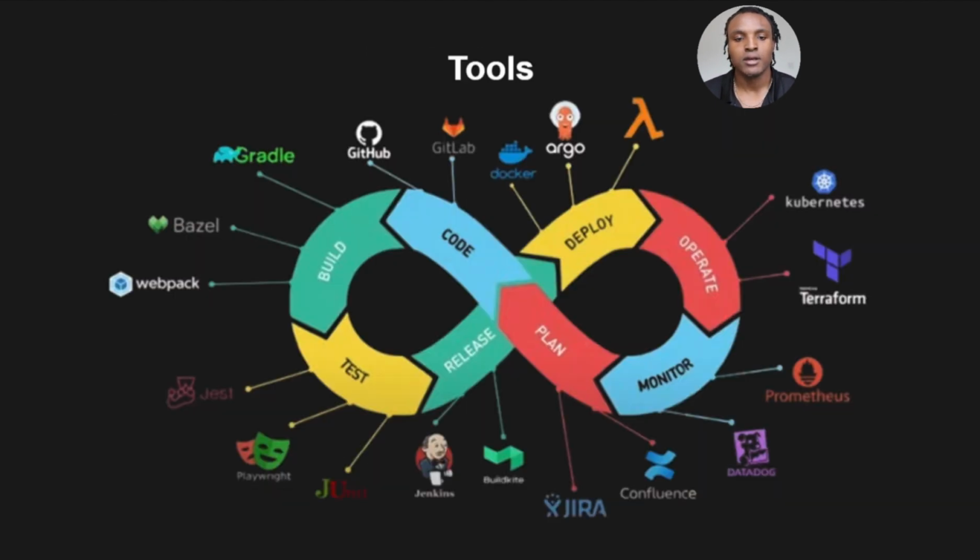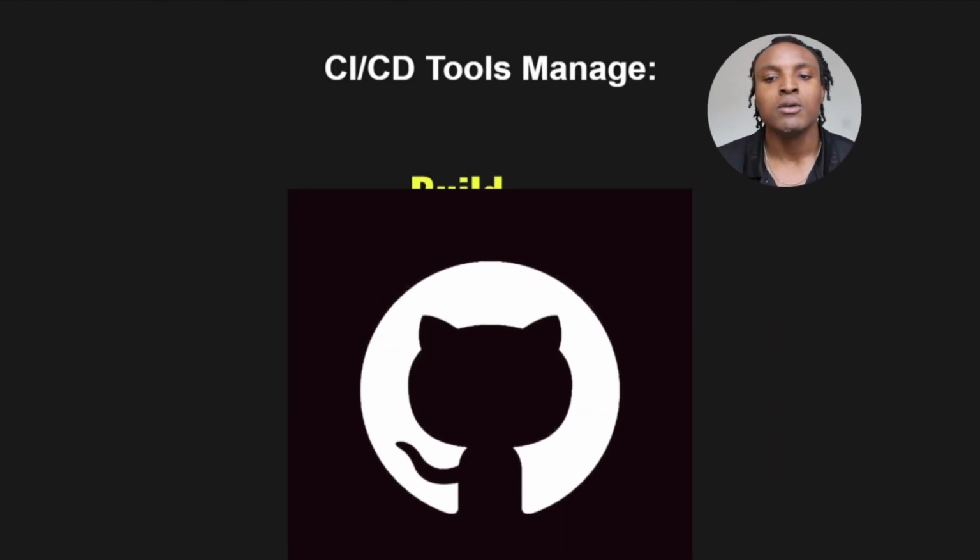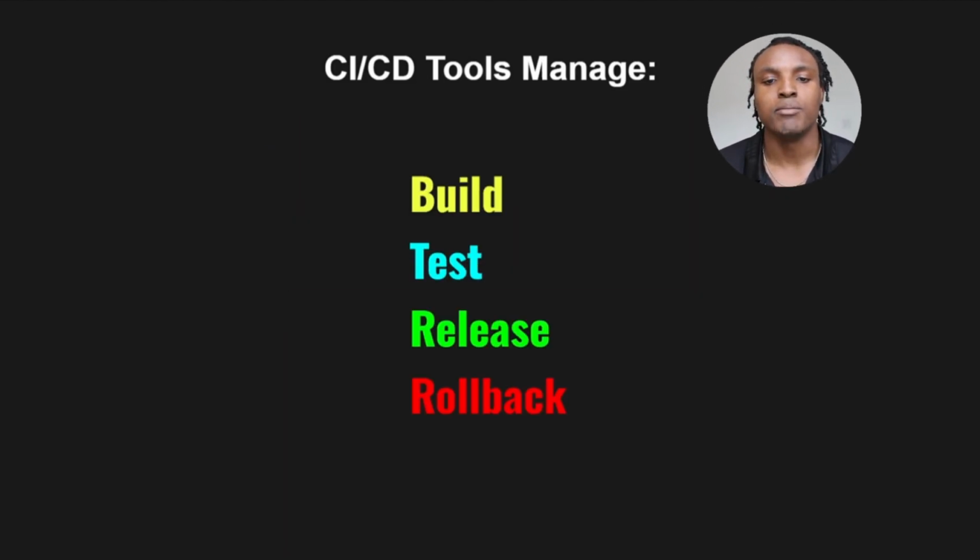So what are some popular tools you can use to implement a CI/CD pipeline? Well, a good source code management software like GitHub, which lets you upload, test, and build code, is the foundation.